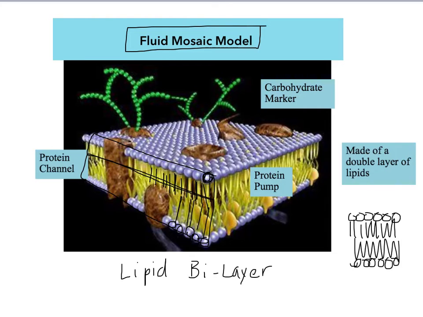Now, there aren't just lipids in our lipid bilayer, however. There are some other things as well. One of the things that we have in the lipid bilayer are these brown things called the protein channels.